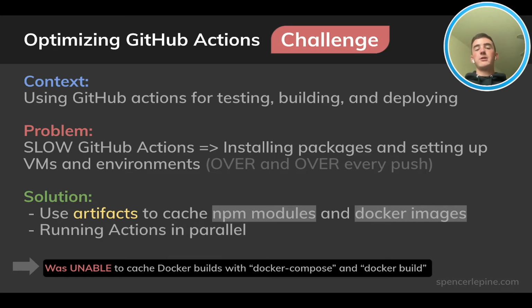Now these are spinning up virtual machines, testing, building, and deploying our app. And with these, it's installing all the npm packages and setting up the environments over and over and over. Now, there are many repeated steps, and the main one was installing npm modules. Now, it was possible to cache the node modules and also caching the Docker images, because the Docker image build to take a long time.